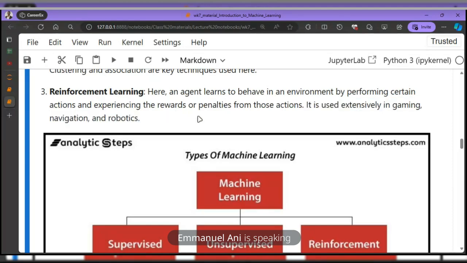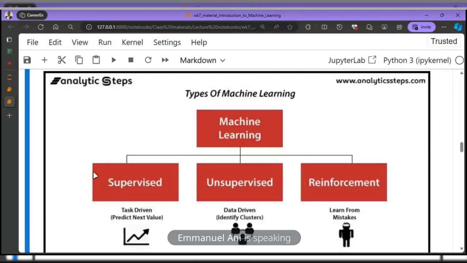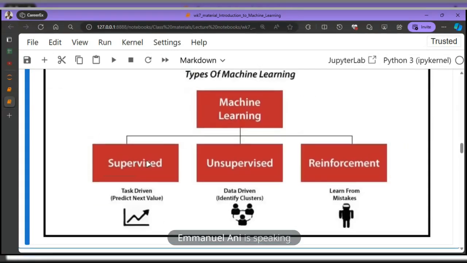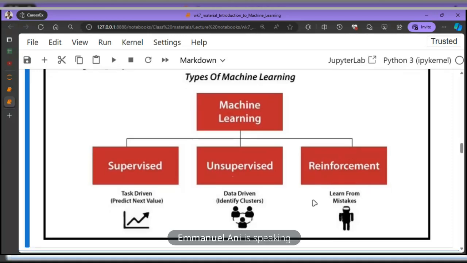So these are the three types of machine learning: supervised, unsupervised, and reinforcement learning. As you can see on this chart here, it gives a further illustration of the three types: supervised, task-driven; unsupervised, data-driven; and reinforcement, learning from mistakes. All right, so let's move on.